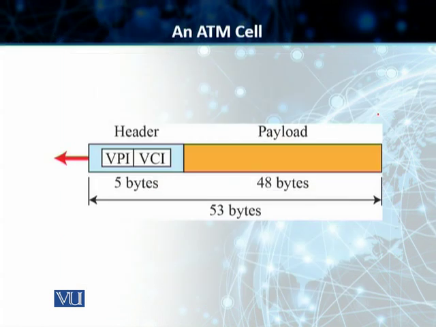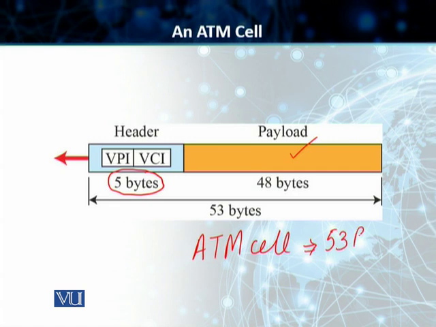Students, this shows you an ATM cell. You've already seen it. We have got 5 bytes that are dedicated to the header, but most of this header is actually composed of the virtual path identifier and the virtual circuit identifier fields. And then you've got a payload of 48 bytes. So your ATM cell in total consists of 53 bytes.